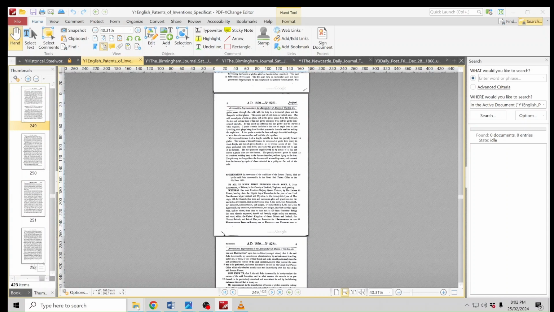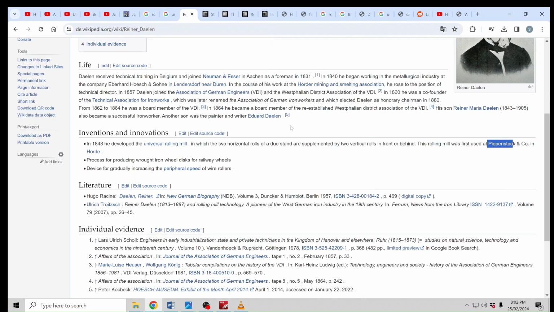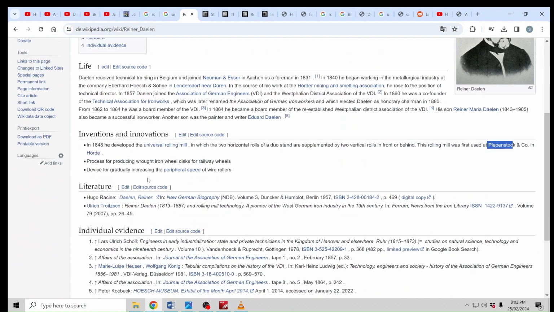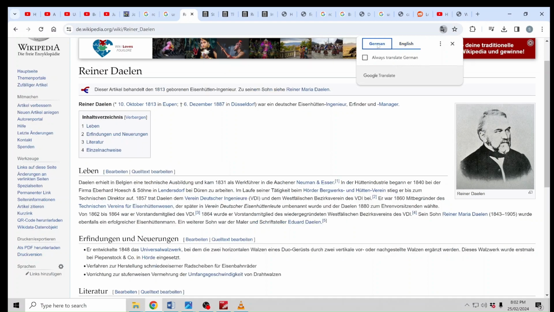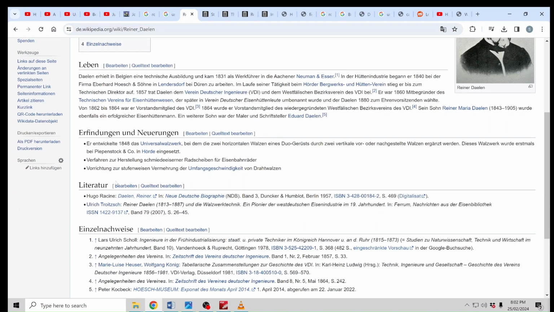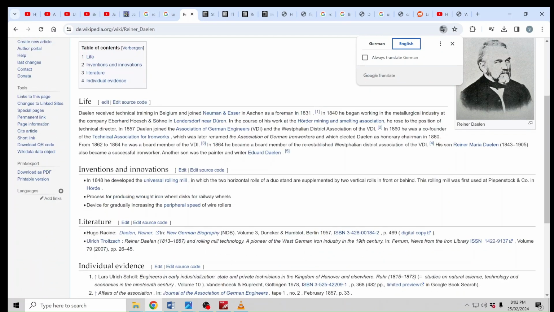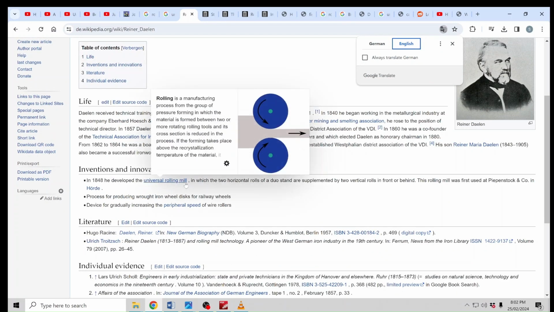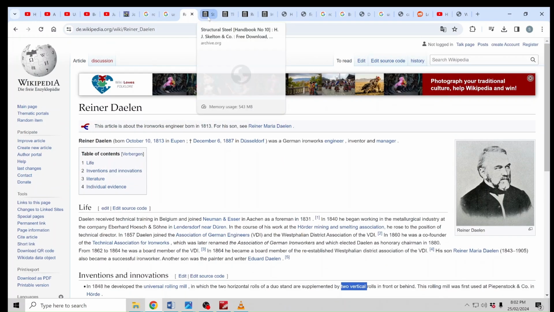So let's now move on to the next stage, which is now a few years later in 1848, we have Rainer Dalen. And I know from reading a lot of old German texts and modern ones, I had to translate this from German. In 1848, he developed the universal rolling mill, in which the two horizontal rolls are supplemented by two vertical rolls. So we know all that already.